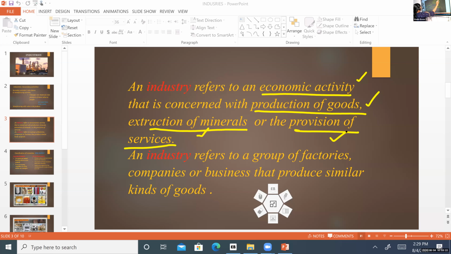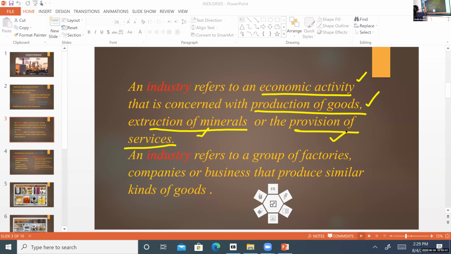For all three, production of goods, extraction of minerals, and provision of services, there is involvement of money. It is a money-involving activity, with buying and selling also there, right? So it's an economic activity.